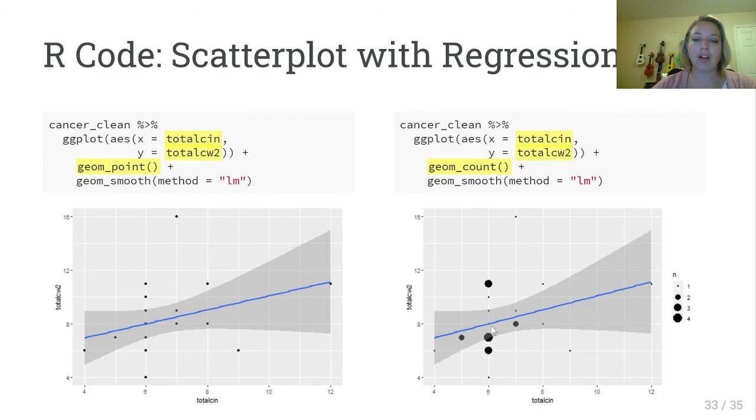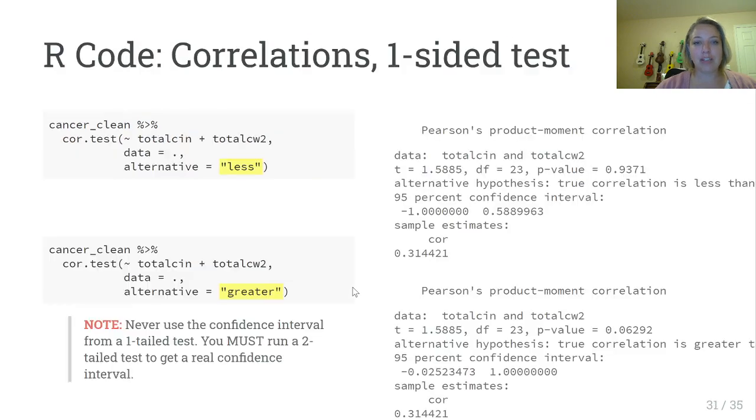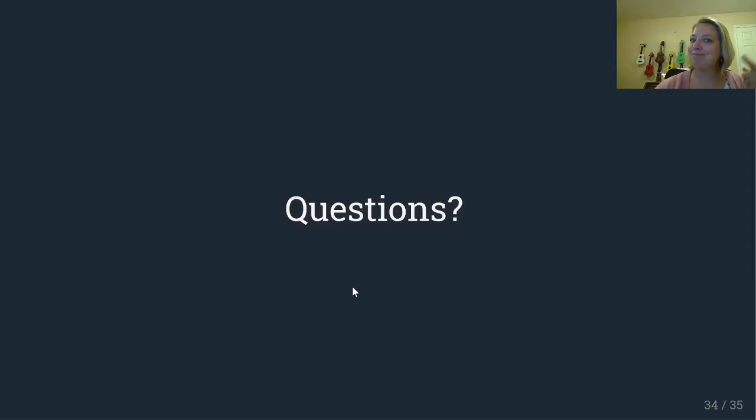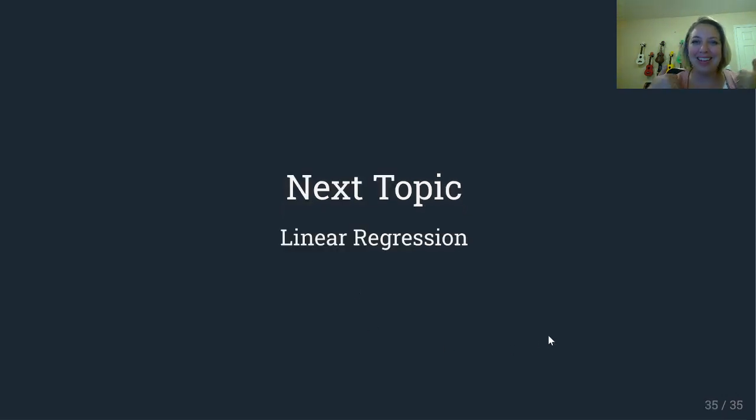So we can see that there are a lot of people at intake that had a value of 6. So we have these extra points that are built up here. And so if you have a very granular scale or a very large data set, using geom_count can help give you a more fully fleshed picture than just using geom_point. Okay, so there's a way we can get the pictures to go along with our correlations. And we're going to leave it there. We'll answer questions in class, and the next recording will be on linear regression.